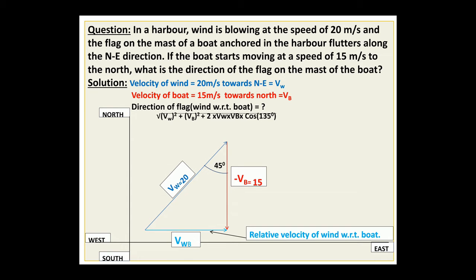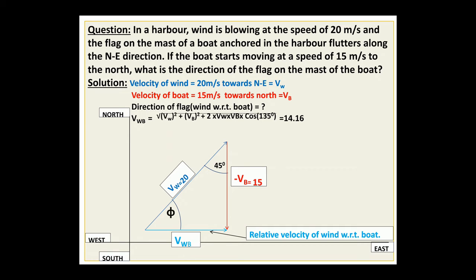So this angle is 45 degrees, it is given, and this angle we are considering as phi. We have to calculate this angle phi. Phi is the angle with which the flag will flutter when the boat starts to move, and this is with respect to the northeast direction. So first we will find the magnitude of VWB.